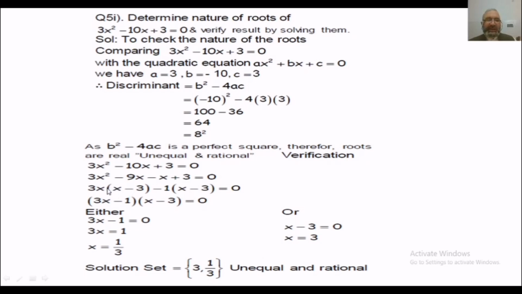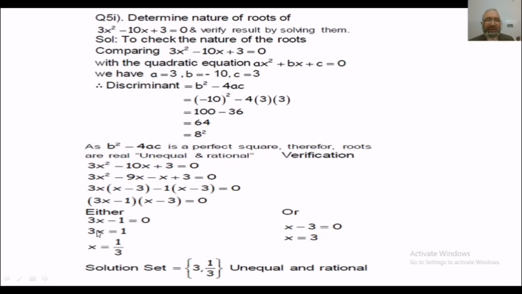So taking 3x common we get (x − 3). Again −1 is common to the next two terms, we get −(x − 3). So x − 3 is common to both the terms, both the factors. Taking x − 3 common, we get (3x − 1), another factor. The product of two factors equal to 0 means each factor is equal to 0. Either 3x − 1 = 0 or x − 3 = 0.